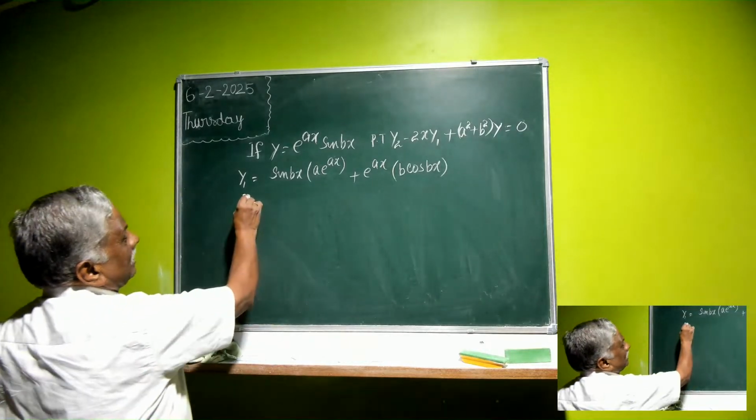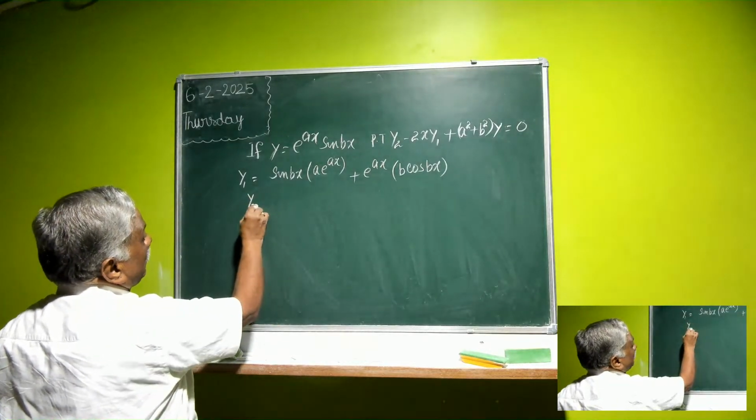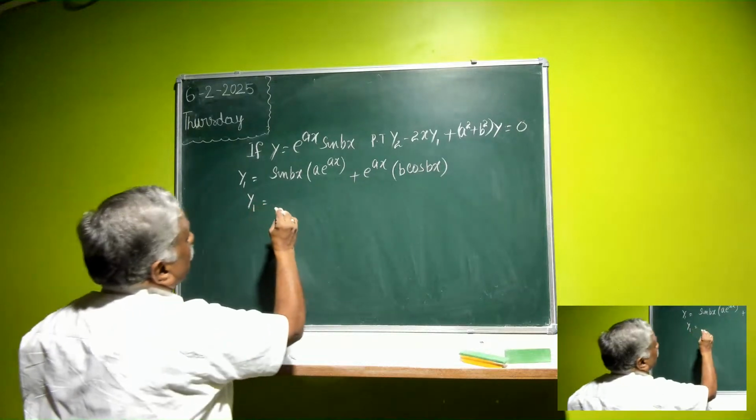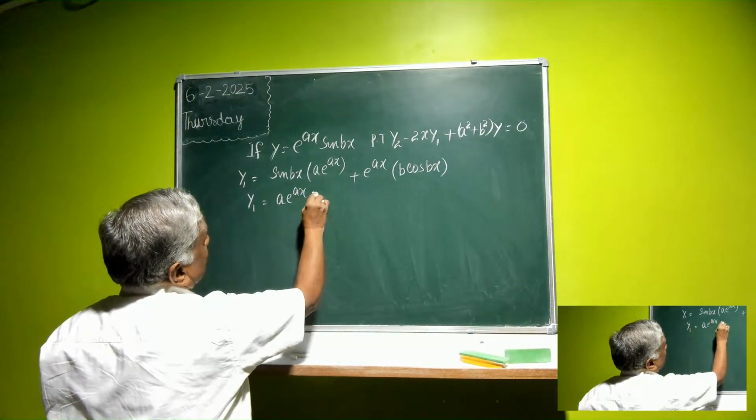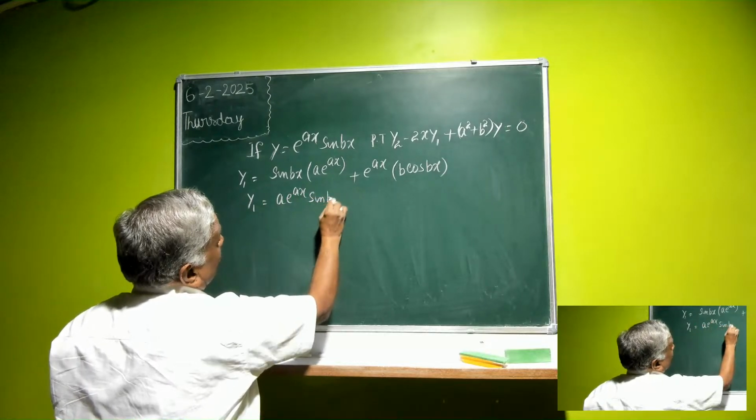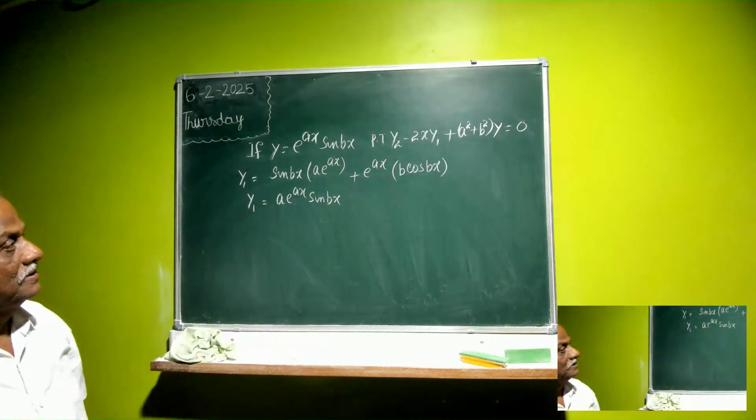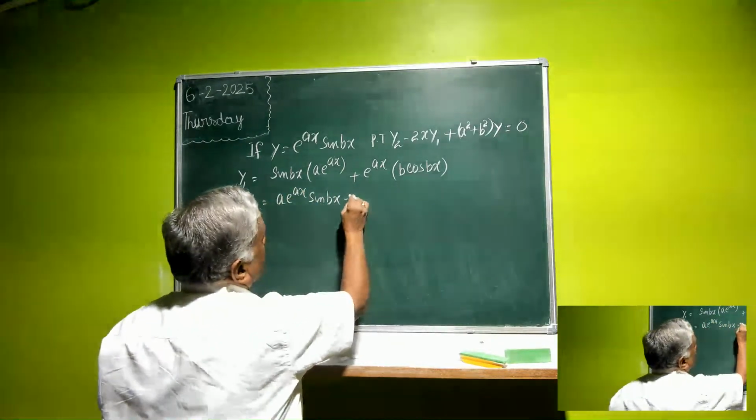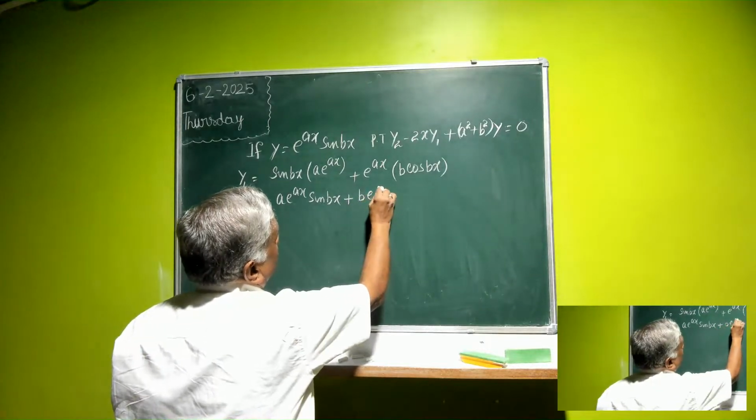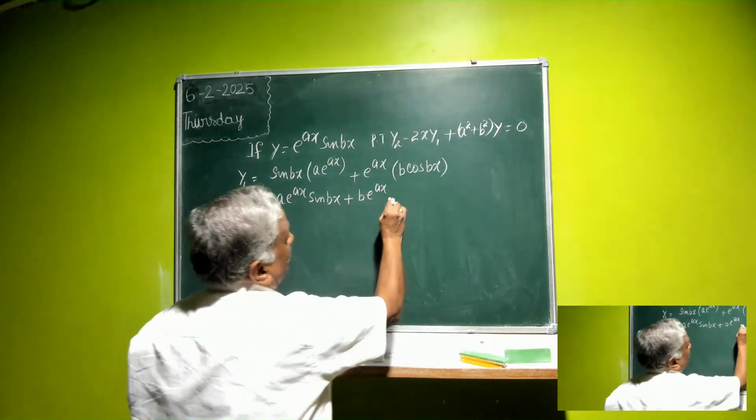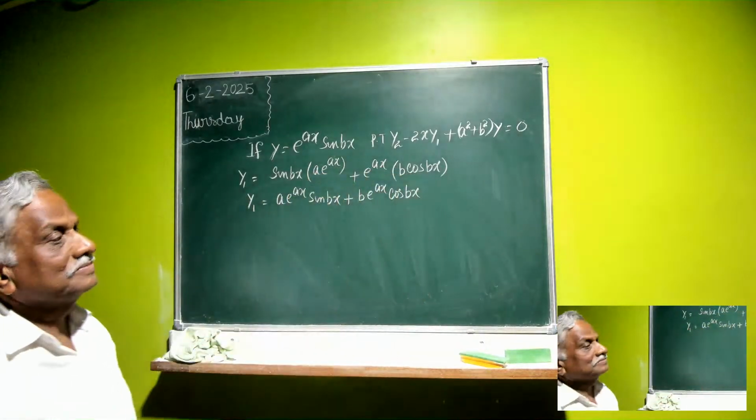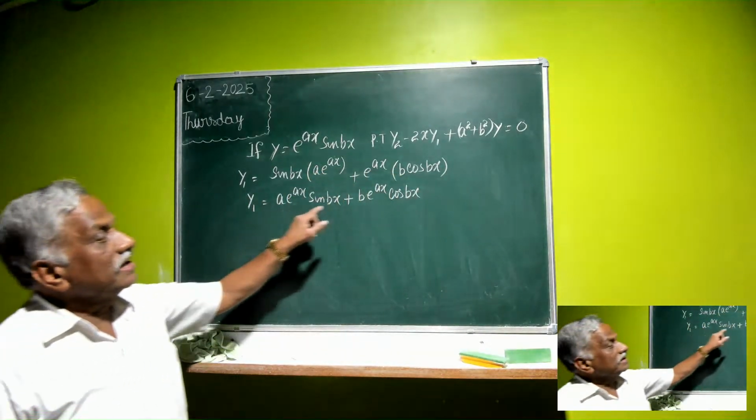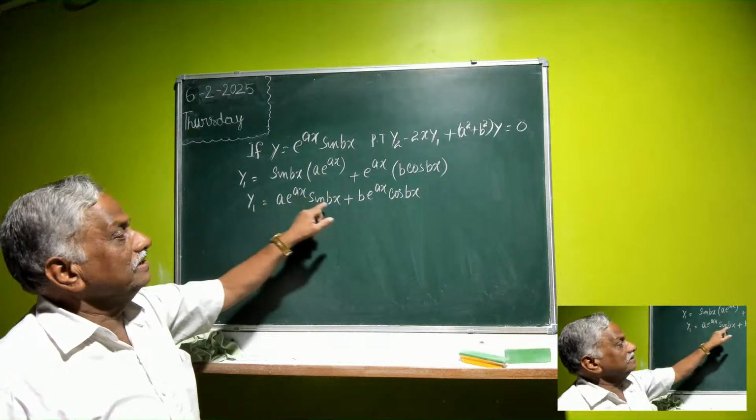Now before we go further, let us simplify so that we write in the proper order. y1 is equal to a e to the power of ax sin bx. I'm not doing anything, I'm just writing in proper order. Plus b e to the power of ax into cos bx. So I have just written in the proper order. I have taken a here.